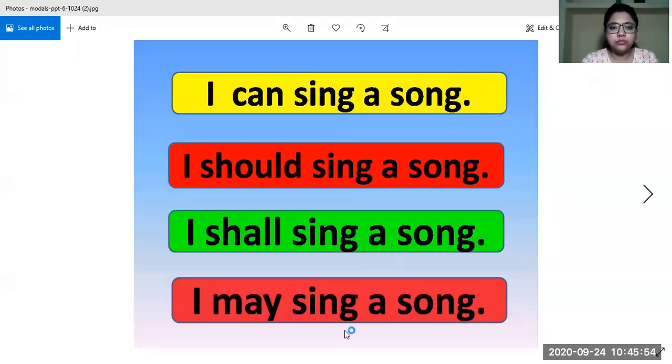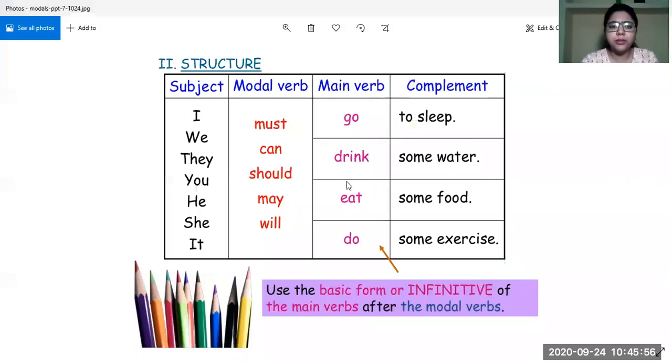Now this is the structure of writing a sentence with the modal verb. How do we write? See the subject, as you can see, all kinds of subject, I, then modal verb comes. First of all, subject comes, then modal verb, then main verb. It is always followed by the main verb, and then a complement. Right.